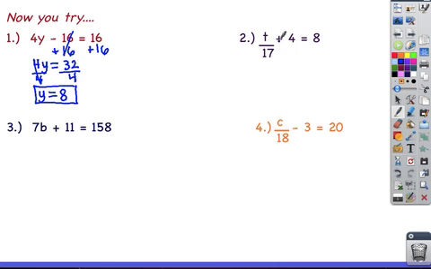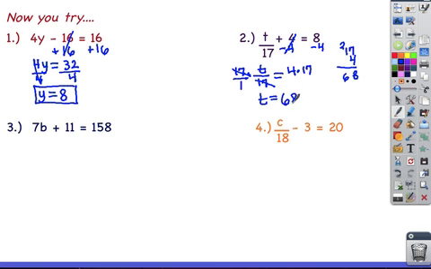Now number 2, we have division and addition, so I'm going to start by subtracting 4 from both sides. T divided by 17 equals 4. The inverse would be to multiply by 17. And we get that t equals 68.